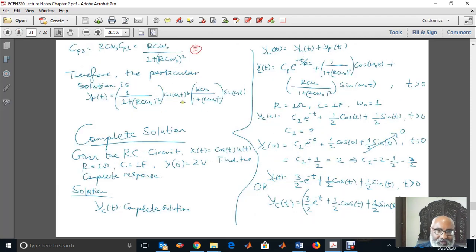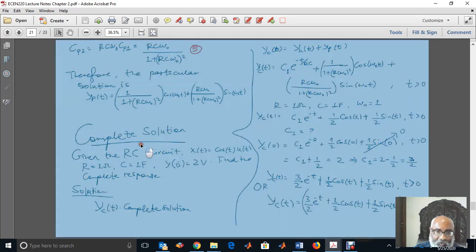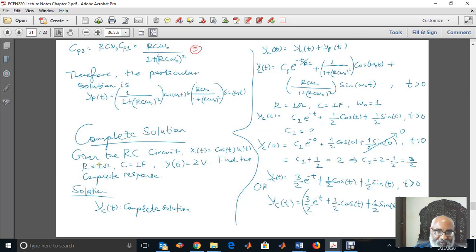Therefore, the particular solution is given by this equation. Now, find the complete solution of this example. Again, given R is equal to 1 ohm, C is equal to 1 farad, and the initial condition y at 0 is 2 volts. Why do we need the initial condition? Because when we write the complete solution, remember from the homogeneous part, I will have a constant C1, which is not yet known.